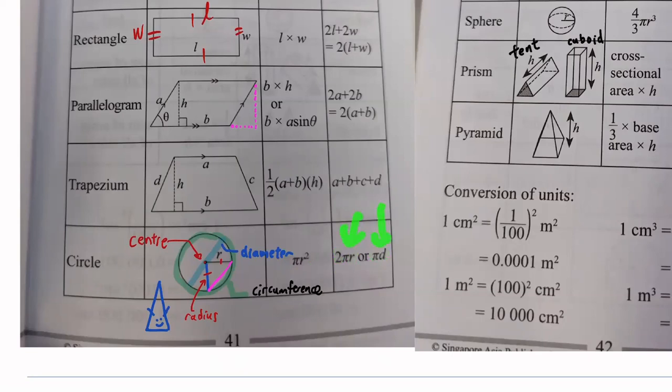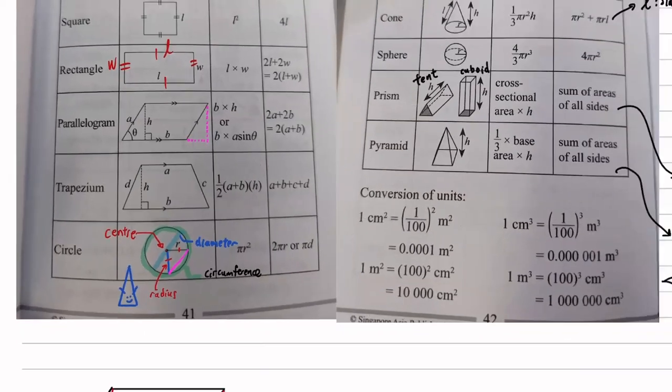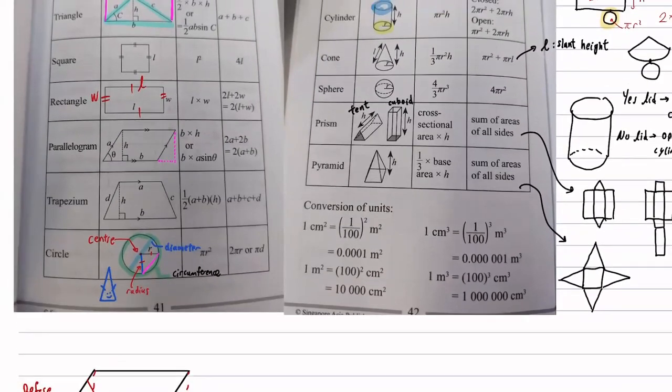Both formulas are fine. Right, you know all this. For triangles, just take note that there are 2 types of triangles you should know of. What are they?